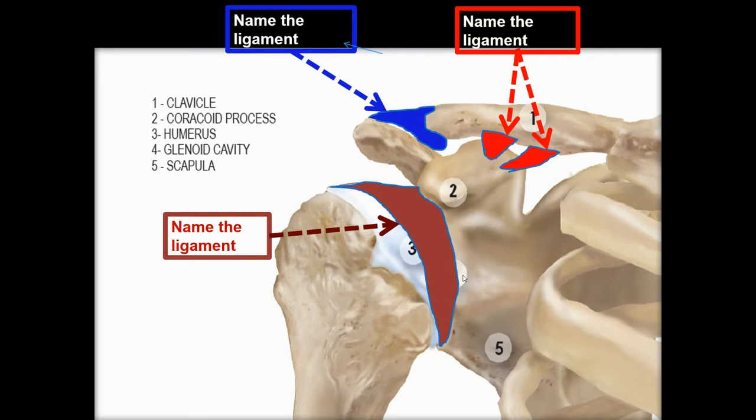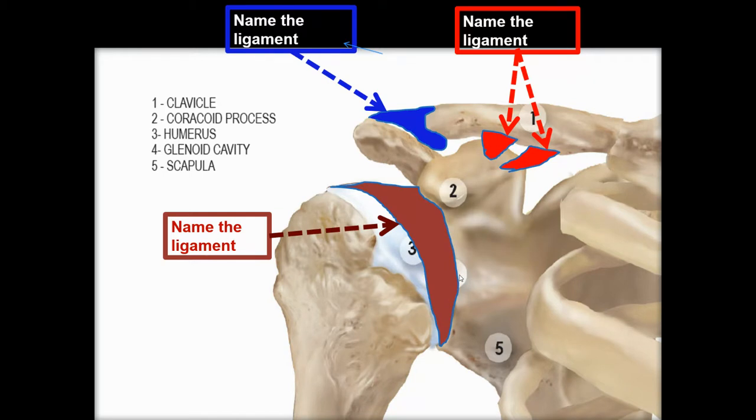If you name the blue ligament, it's between the acromion and clavicle. If you name the bright red ligament, it's between the coracoid and the clavicle. And if you name the rusty red one, it's between the glenoid cavity and the humerus. And so what we're going to do is combine those together to come up with the names. Again, remember, the more stable part, the one that doesn't really move, is going to come first.